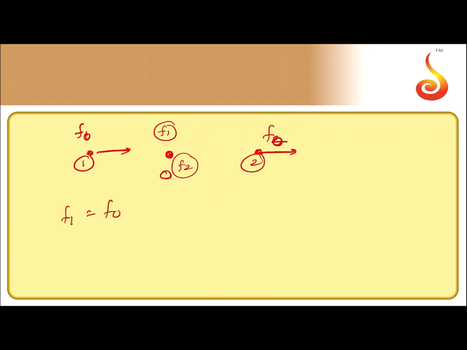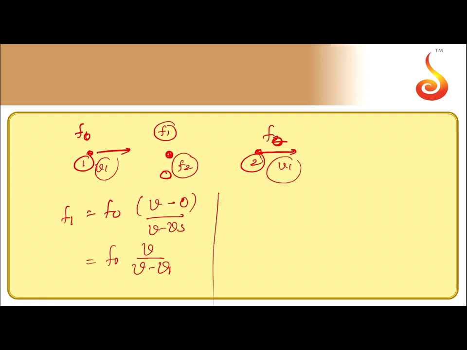F1 is equal to F0 into V minus VO, which is 0, divided by V minus VS. This is your basic expression, F0 into V divided by V minus V1. Let us call this V1, this is also V1. That is the first frequency. And the second is, it's moving away, that's right. So, what does it become? F0 into V divided by V. This is the direction of sound for the other and therefore it becomes V plus V1. So, F2 is equal to F0 into V divided by V plus V1.